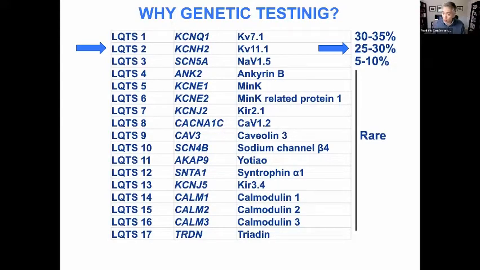It's important to keep in mind that the different genes have what we call different yields. There's a different chance that you may find a mutation in one of these genes if you have long QT. The biggest two by far are long QT1 and long QT2. 30 to 35% of patients who have a long QT on ECG will end up having a mutation in KCNQ1. 25 to 30% will end up having mutations in KCNH2 and be diagnosed with long QT type 2. 5 to 10% SCN5A, long QT type 3, and the rest are rare. Okay, this is what we mean by yield.